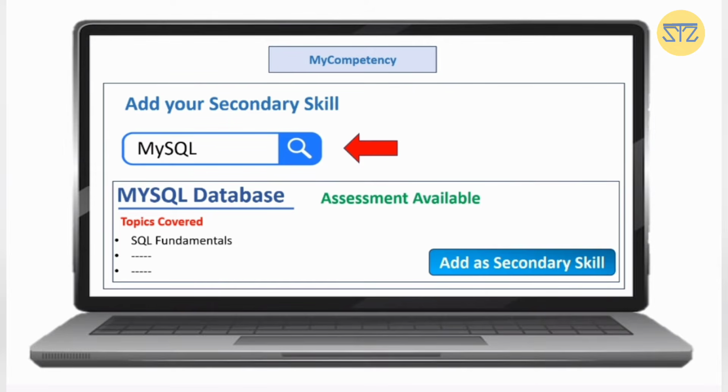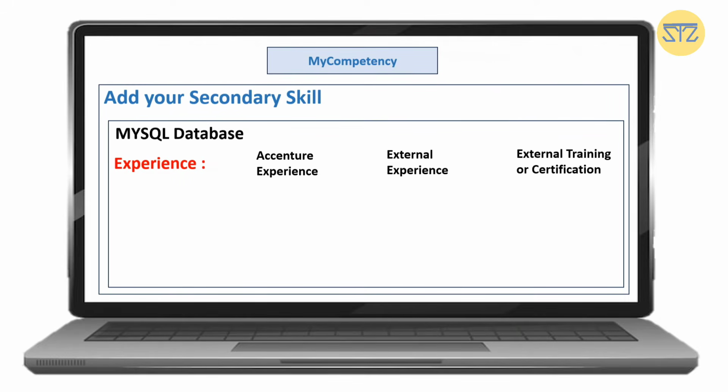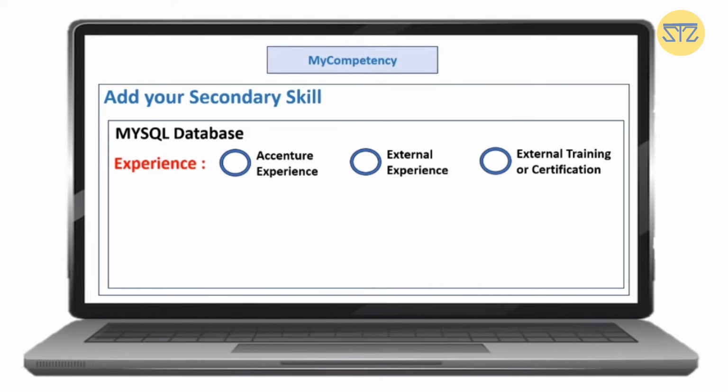Once you click this button, they will ask you, how did you gain experience in this skill? They will ask this for both primary skill and secondary skill. You need to select any of these three options, guys: through Accenture experience, or through any external experience, I mean outside Accenture, like during your college days, or any courses or certification you have done on this. Any trainings you have taken and learned this skill, like that they will be asking.